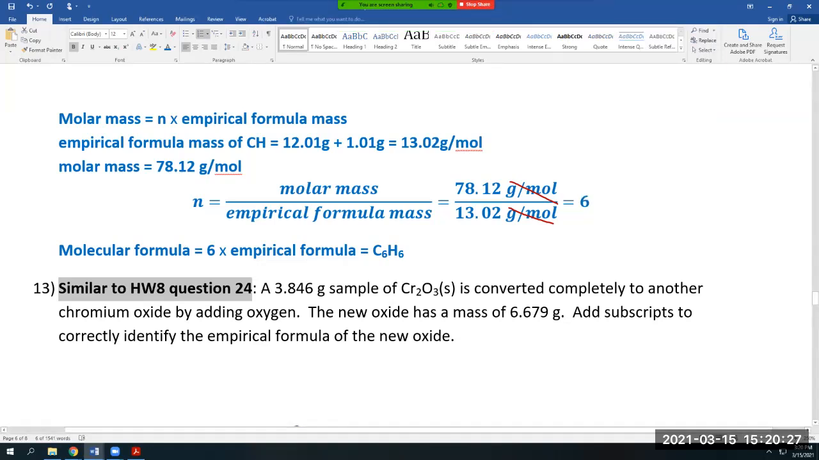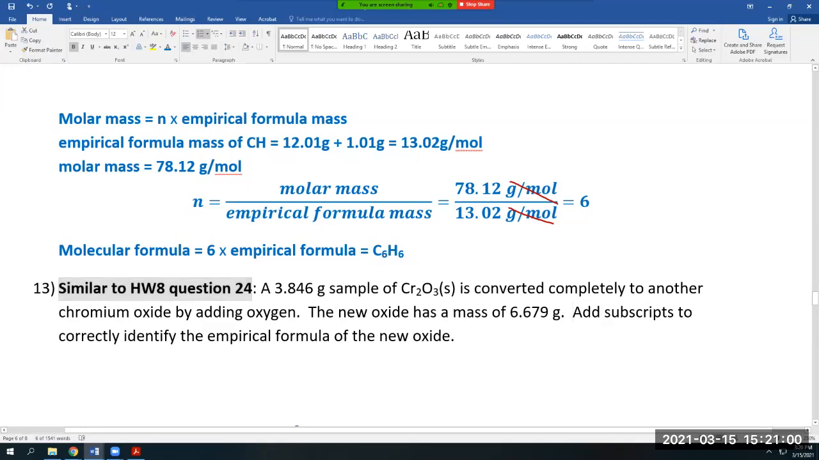So it's a peculiar problem, as you can see. A 3.846 grams sample of Cr2O3 solid, so it's a chromium oxide, is converted completely to another chromium oxide by adding oxygen. So we are adding oxygen only. The new oxide has a mass of 6.679 grams. And they ask you to add subscripts to correctly identify the empirical formula of the new oxide.